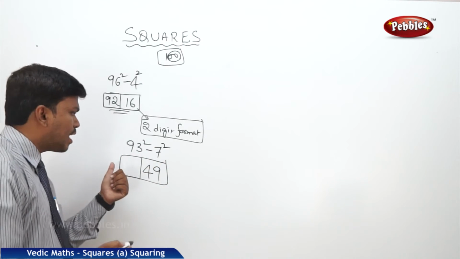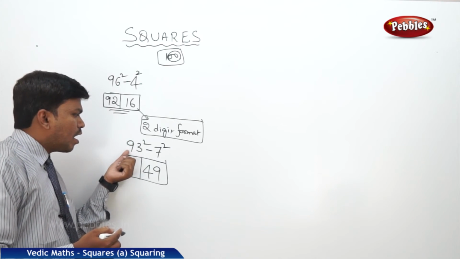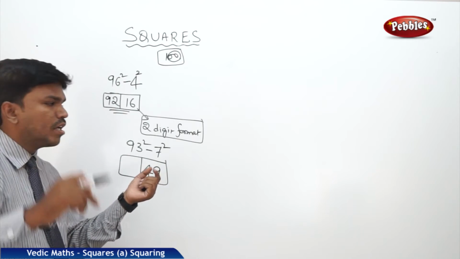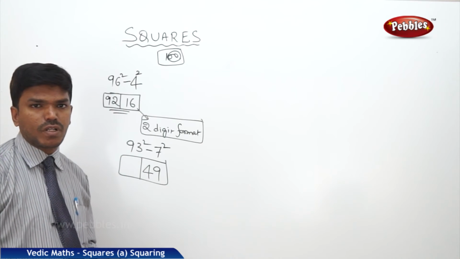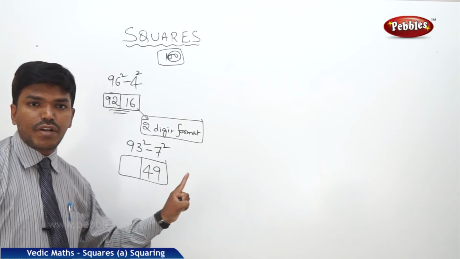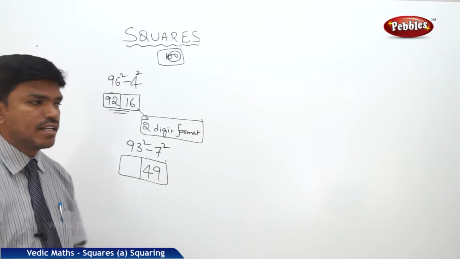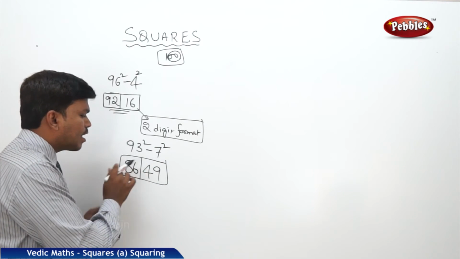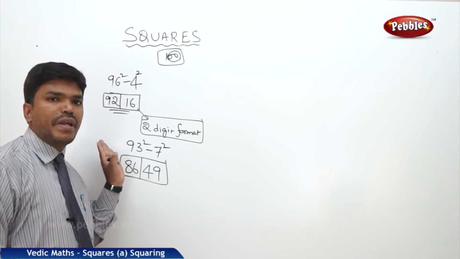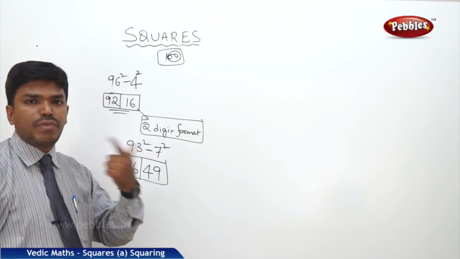93 minus 7. To get the left side part of the answer, what you need to do? You need to subtract whatever deficient digit you got when you compare with the 100 from the main number. What is the deficient number you got? 7. So subtract 7 from the main number 93. So 93 minus 7, how much? 86. So write it in the left side part. To get the left side part, if there is a minus, you need to subtract the deficient digit from the main number. If it is plus, we will add.